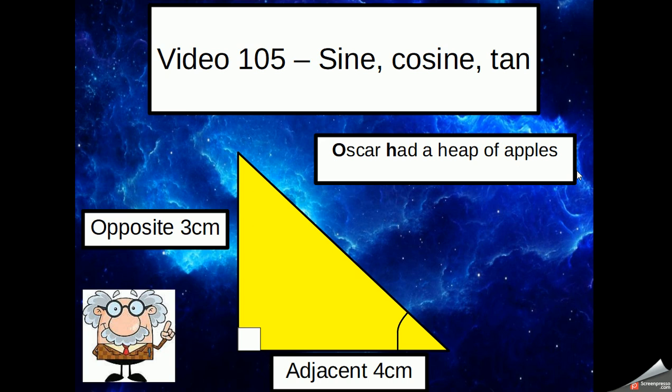So remembering that Oscar had a heap of apples rule, if we were trying to find the angle down here, the two sides we've been given are the opposite and the adjacent.